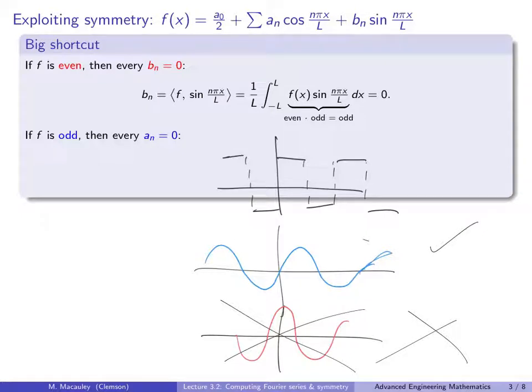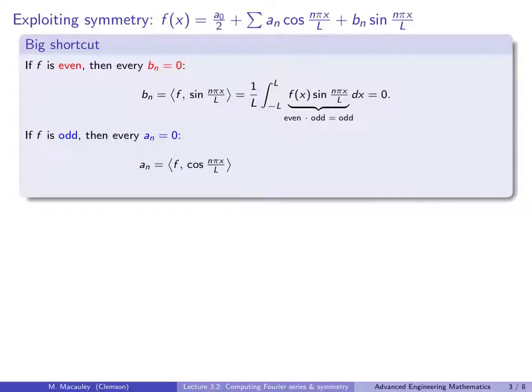Hopefully that is also pictorially clear. Here's the algebraic reason. An is by definition the inner product of f and the cosine term, which is 1 over L times the integral from negative L to L of f times cosine. And if f is an odd function, then f times cosine is an odd times an even, which is an odd. And once again, we're integrating an odd function from negative L to L.